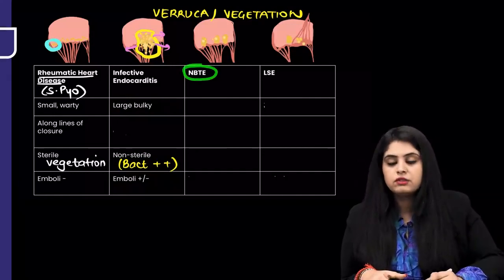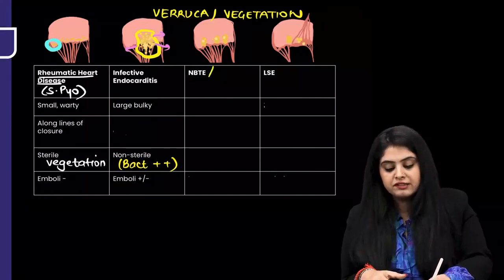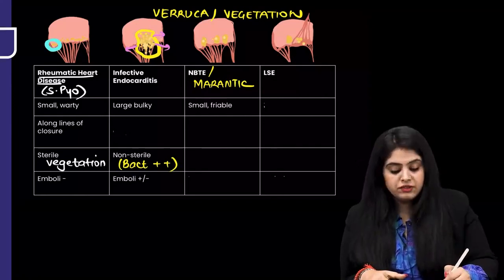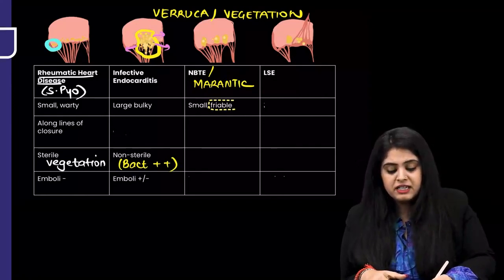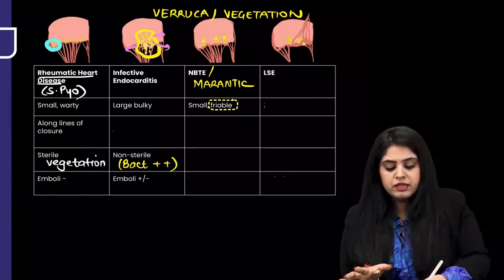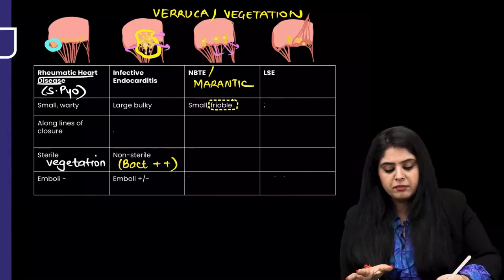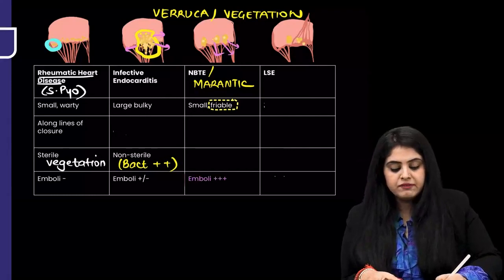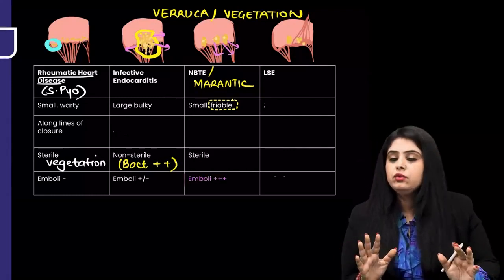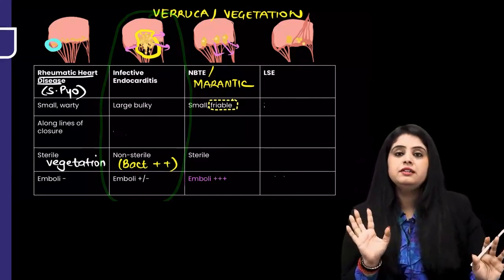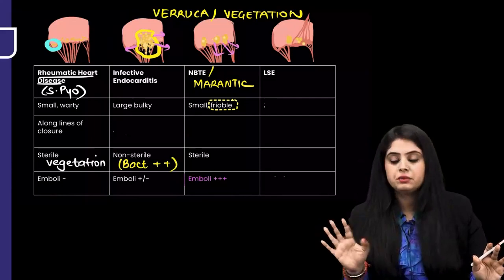Coming to non-bacterial thrombotic endocarditis, which we also call marantic endocarditis. Please note, their main feature is fragile. Their vegetations are very weak and fragile, breaking vegetations. So if something is constantly going to break, of course it's going to spread to different parts of the body. Of course it is going to show you lots of evidence of embolization. And once again, it is sterile. It has no bacterial growth. So far, bacterial growth was only in one. The big bad bulky one had bacterial growth. The others, none has bacterial growth in it.